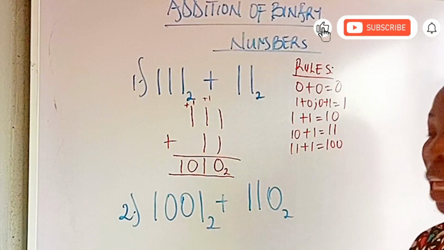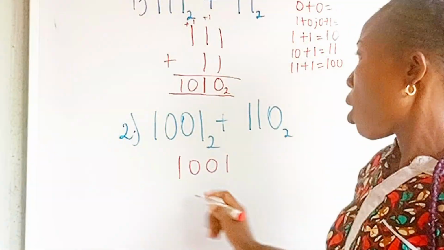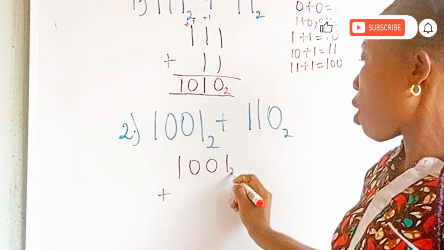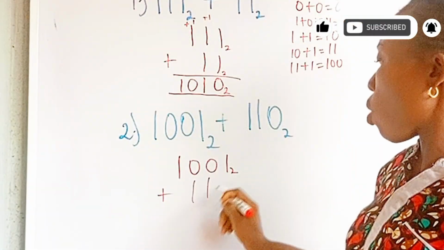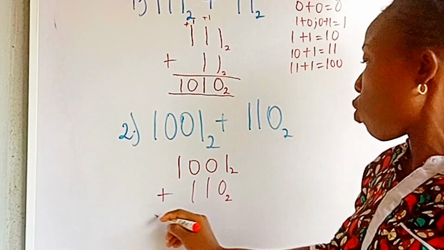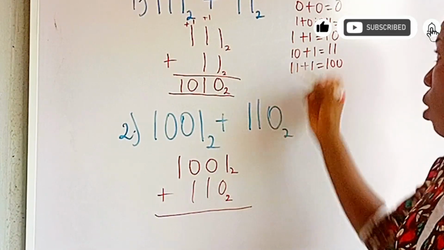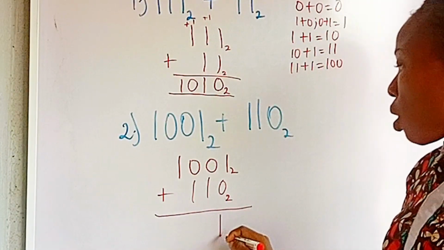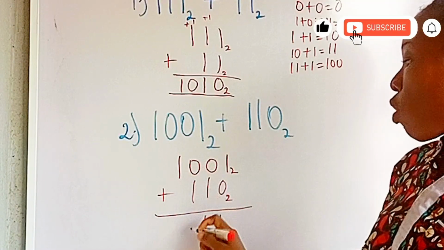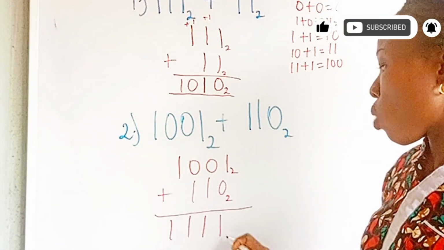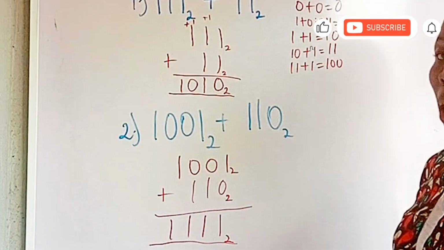Now let's go to the next one. We have 1001 in base 2, make sure you put your base 2, plus 110 in base 2. Now let's add that together. 1 plus 0 in binary is 1. 0 plus 1 is still 1. 0 plus 1 is 1. You bring down your 1. So the answer is 1111 in base 2.